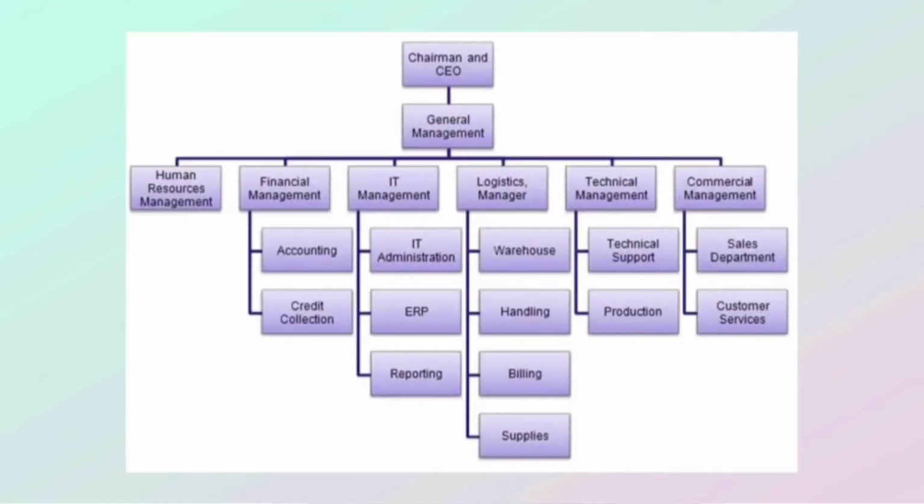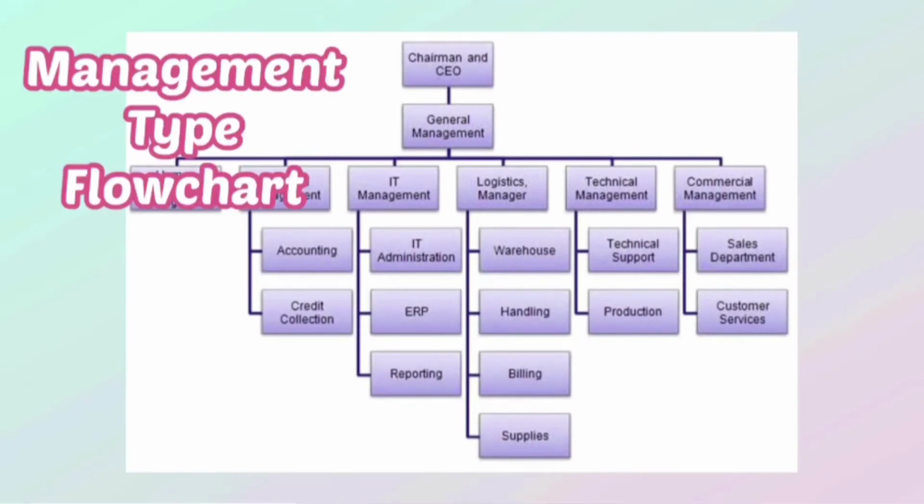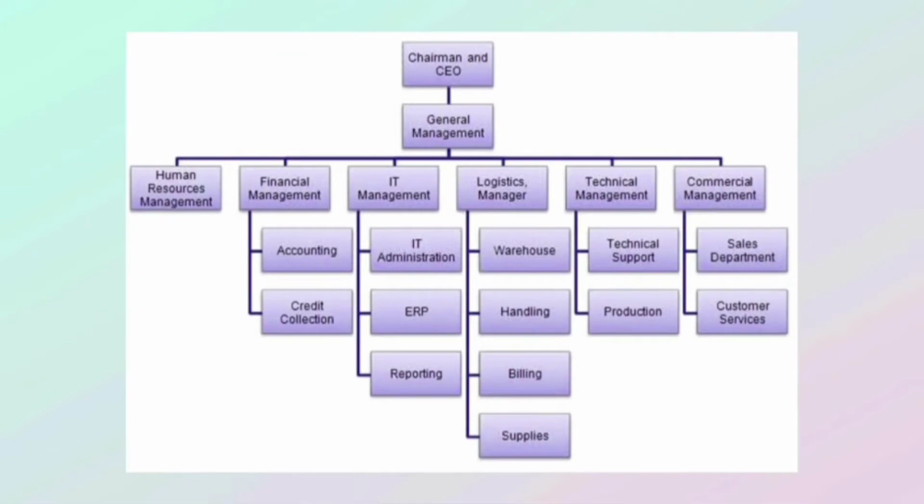The last type of chart is the management type flowchart. The management type flowchart is fully illustrated, and each operation or step involved is described in a short and descriptive sentence. The chart is written and read horizontally from left to right.